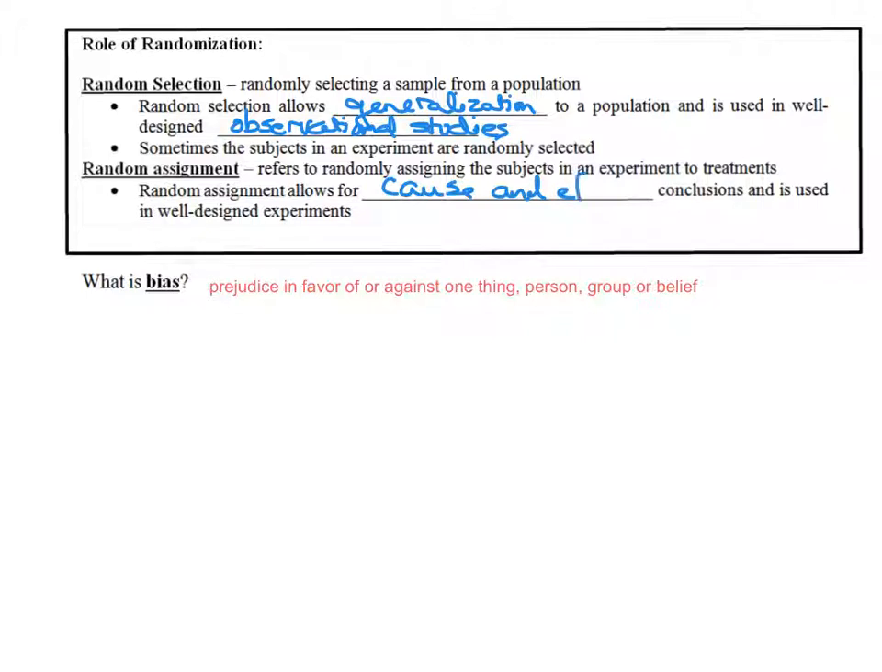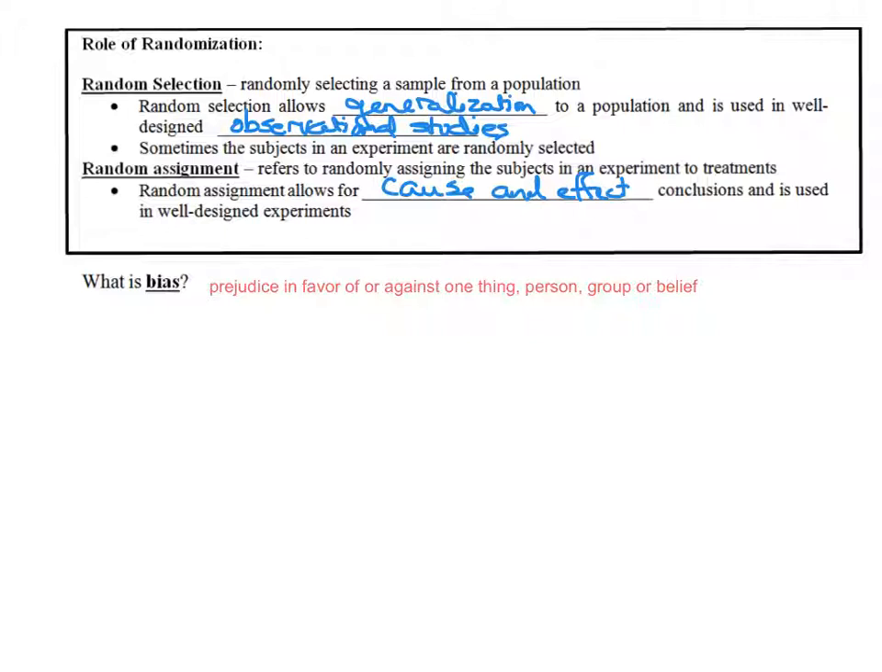We are going to pick different treatments and we are going to randomly choose which subjects are going to be assigned each treatment. And then we will be able to see if there is a cause and effect conclusion. These are used in well-designed experiments. So this is where the researcher is setting up the random assignment of the subjects within the experiment.